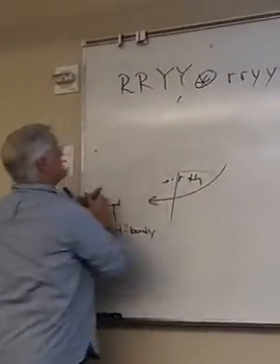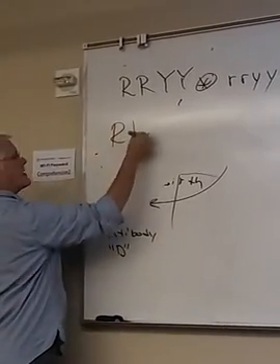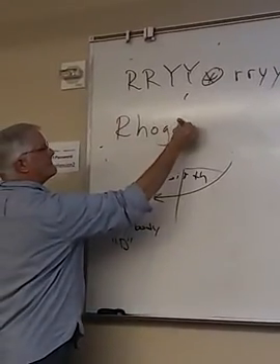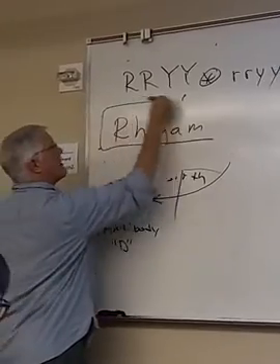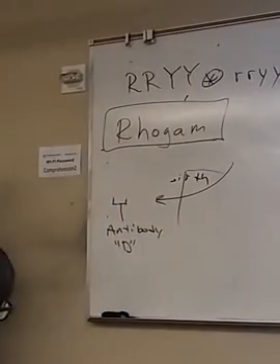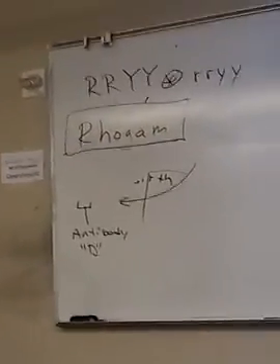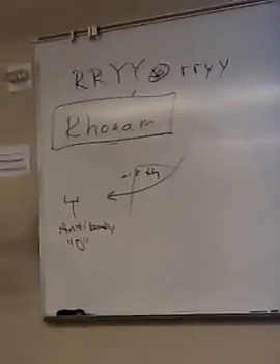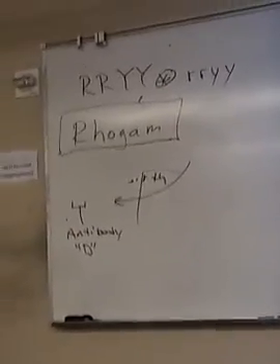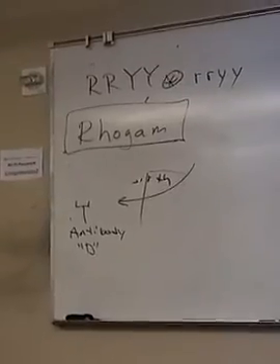All you do is you give mom a drug called Rogam. That restricts mom's immune system. And so now you're suppressing it, saying don't make the D antibody, don't make the D antibody. That way the baby is safe until the baby's born.